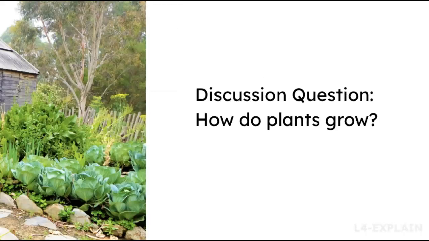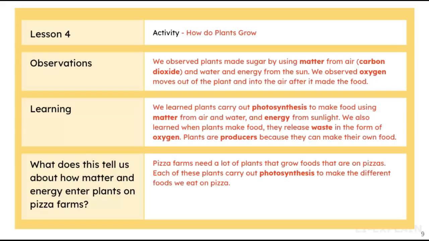In the Explain portion of the lesson, students will engage in a class discussion about their observations and learning from the activity. Use the provided questions to guide your discussion around the question, how do plants grow? The goal of the class discussion is to analyze student observations and think about how plants use air and water to make food in the form of sugar. You will use the discussion to create the Lesson 4 summary chart.